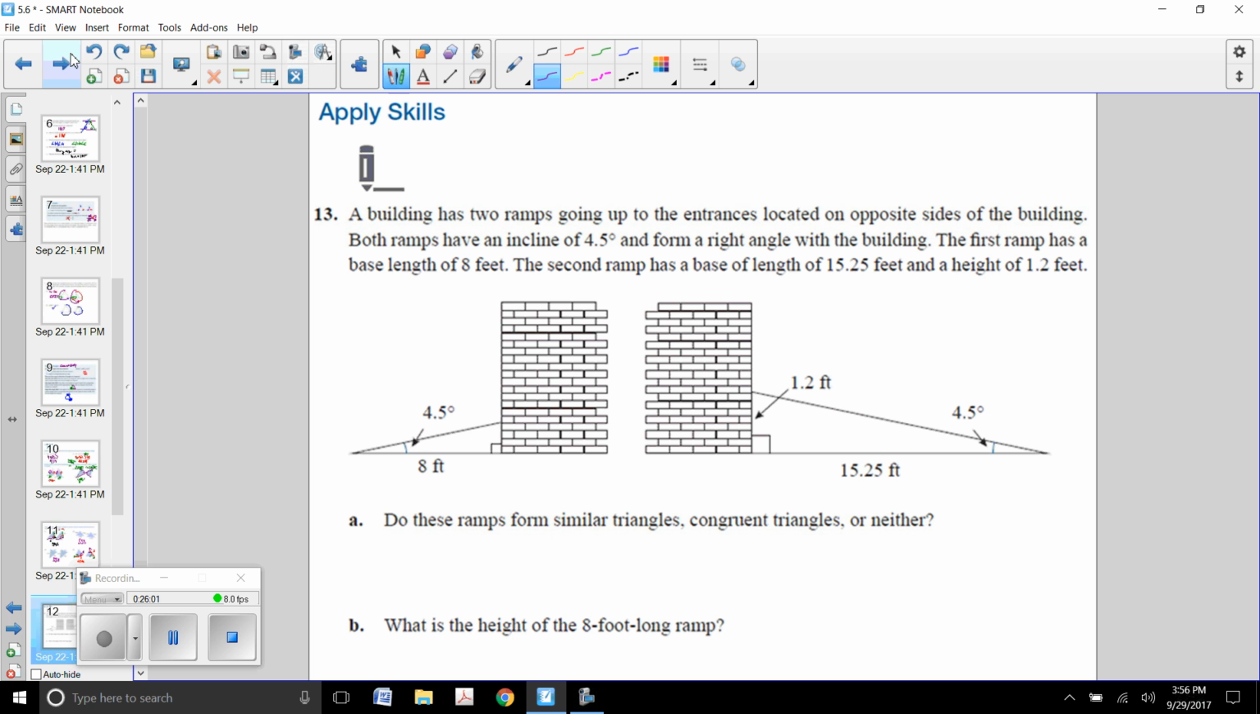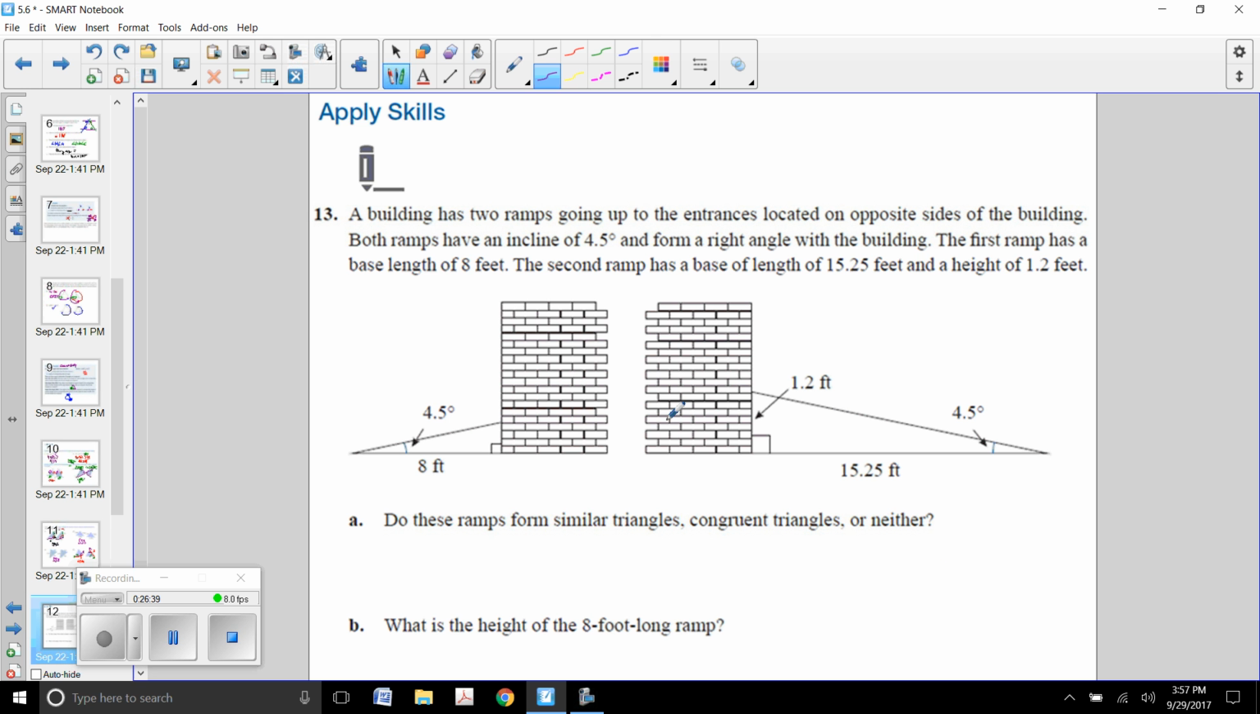Now let's use our information that we've learned about triangles to answer some story problems. A building has two ramps going up to the entrances located on opposite sides of the building. Both ramps have an incline of 4.5 degrees and form a right angle with the building. The first ramp has a base length of 8 and the second ramp has a base length of 15.25 feet and a height of 1.2 feet. So they drew a nice illustration for us. Do these ramps form similar, congruent, or neither?